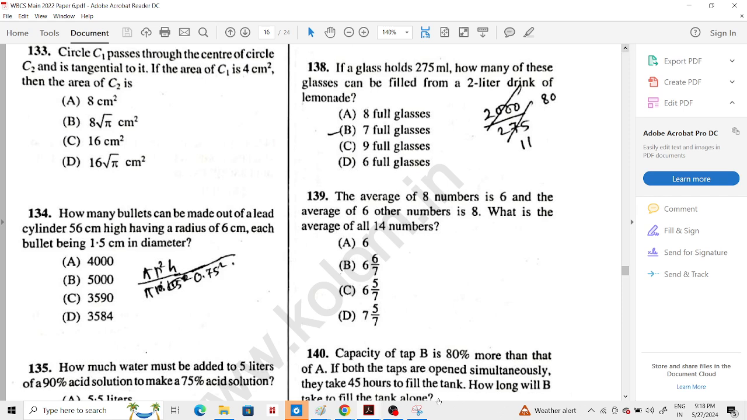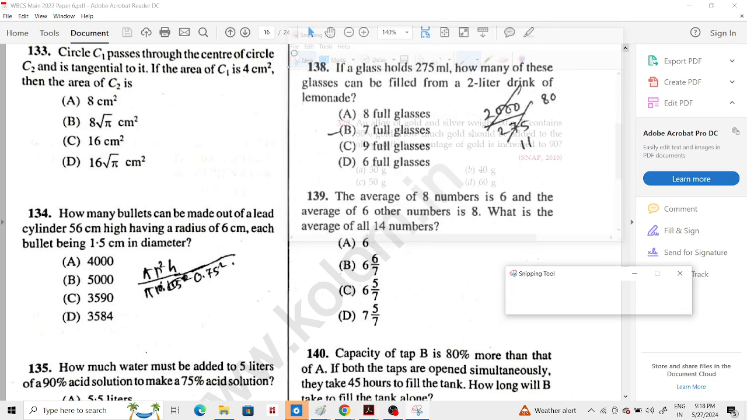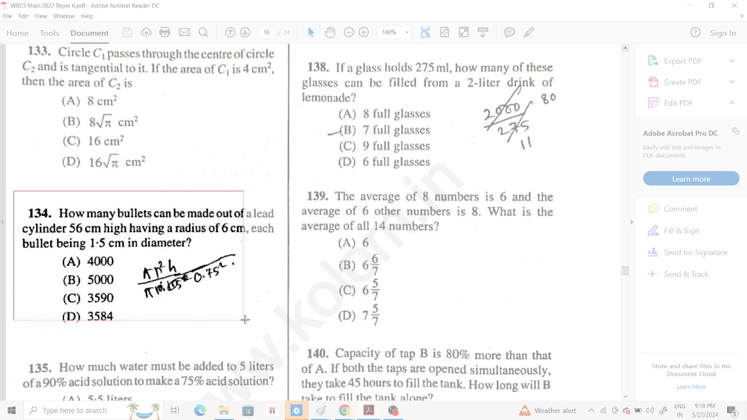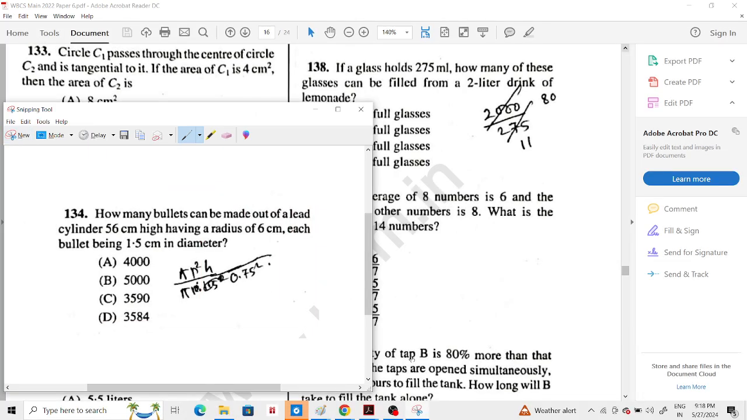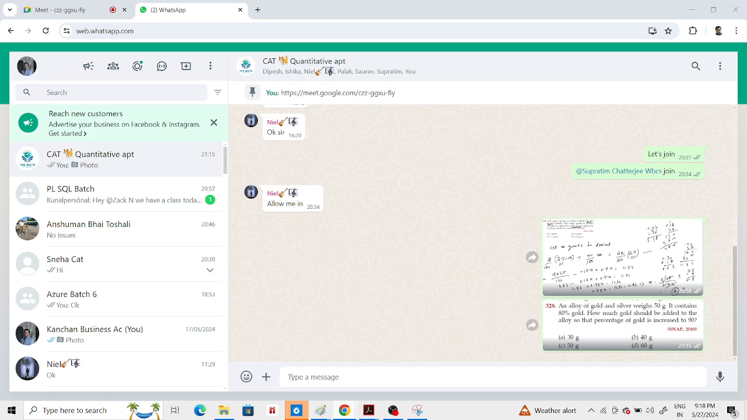I am sending a screenshot of this sum. Try it at your own speed, then I will come back and solve it. See, how many bullets can be made out of a lead cylinder, having this radius, each bullet having this much diameter. So this is a concept of melting, and whenever melting comes into picture, that means volume. Okay?